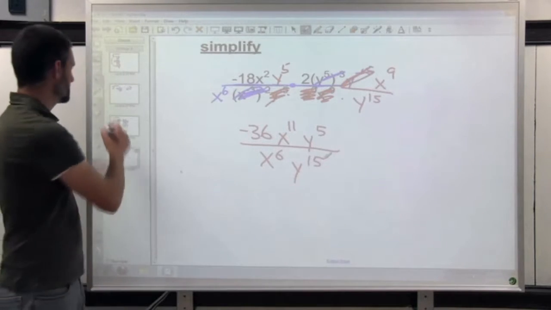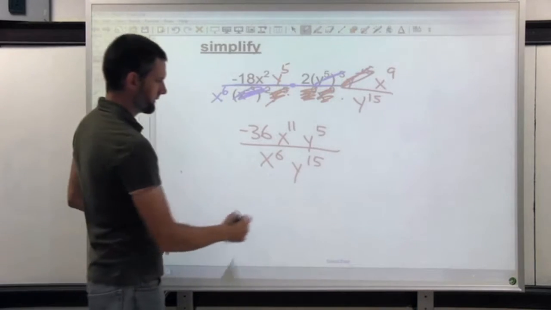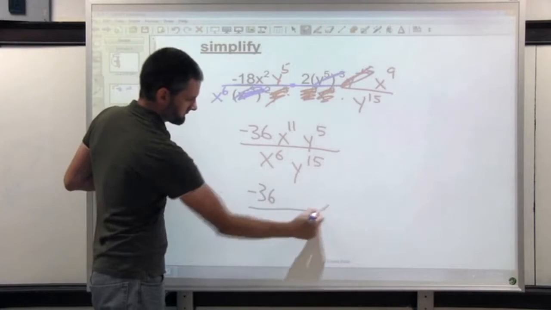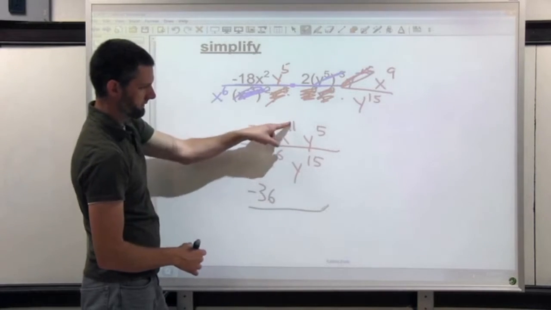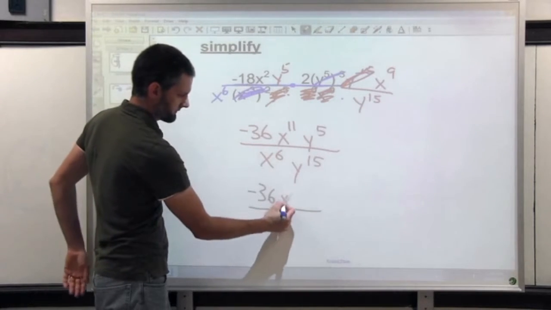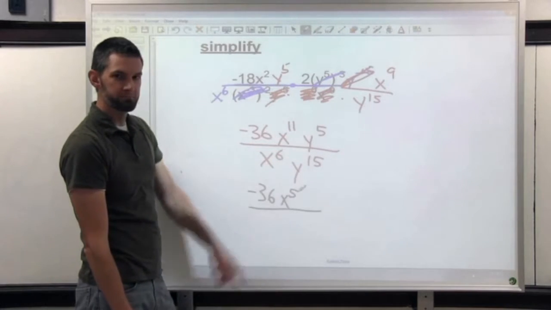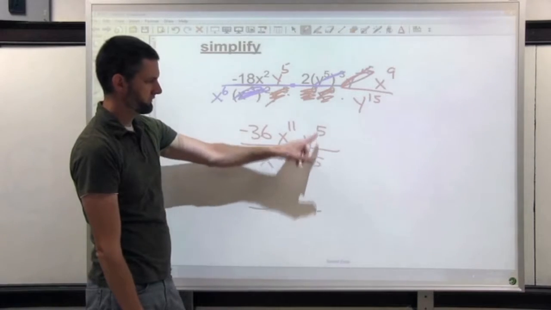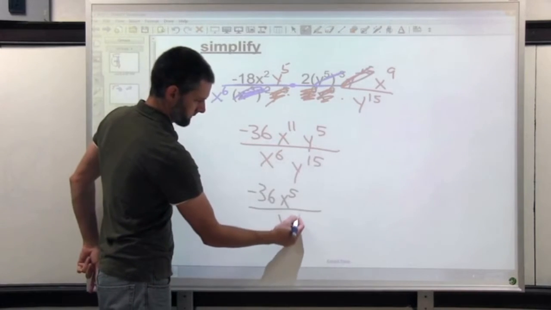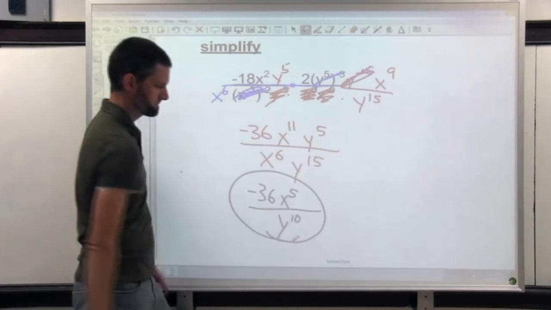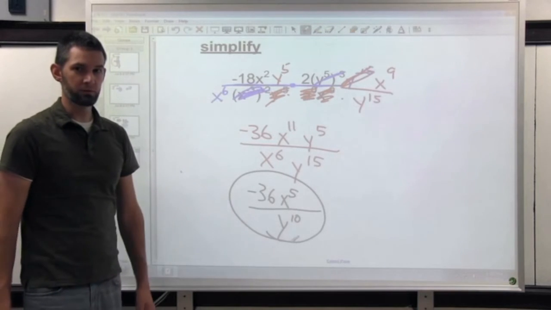All right, so now we can keep going and simplify a little bit more. Negative 36 is the only number. 11 minus 6, that's going to be 5, and it's on the top. How about y's? Right, 15 minus 5 is 10. You put that on the bottom. A lot more simple than when we started.